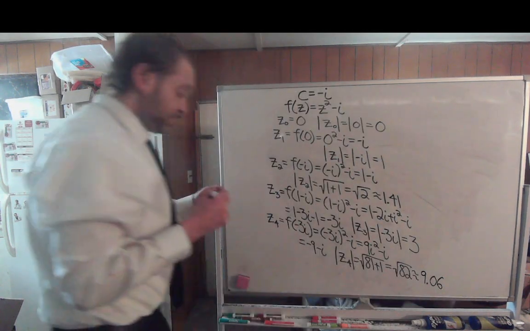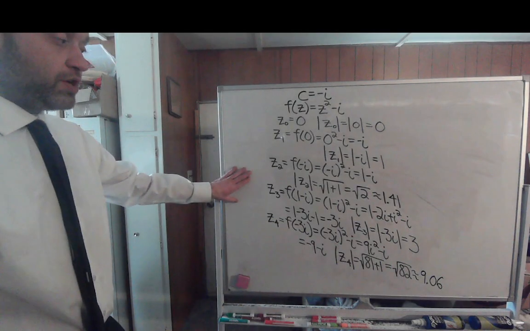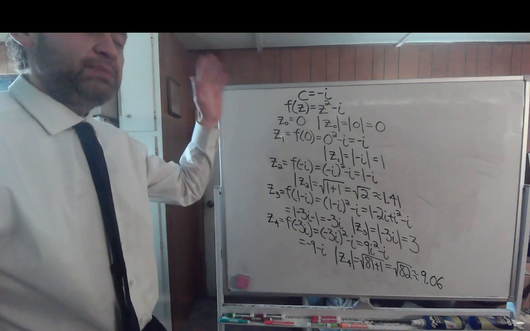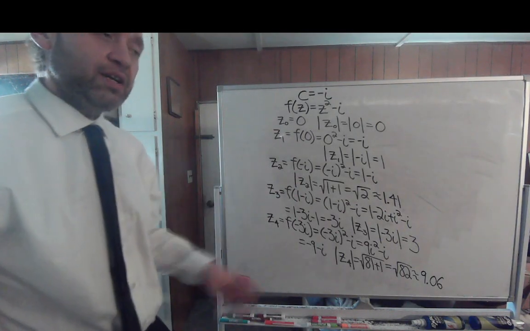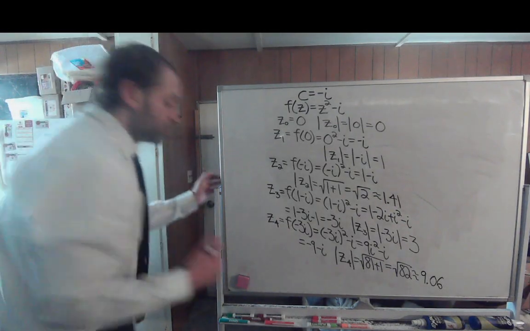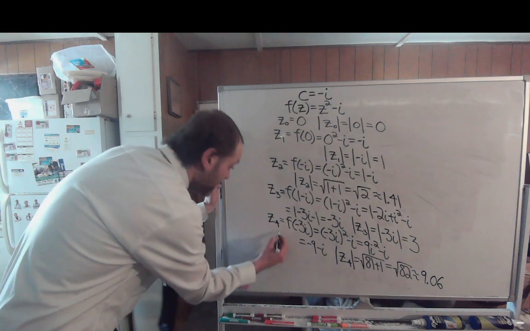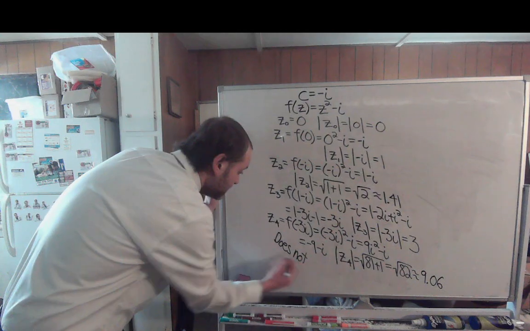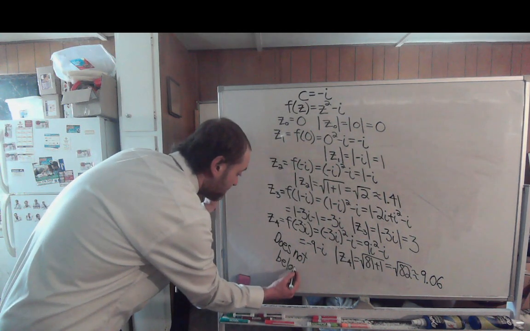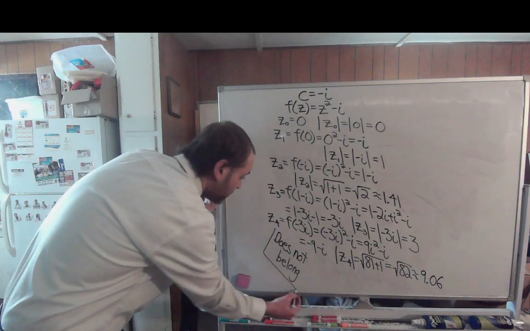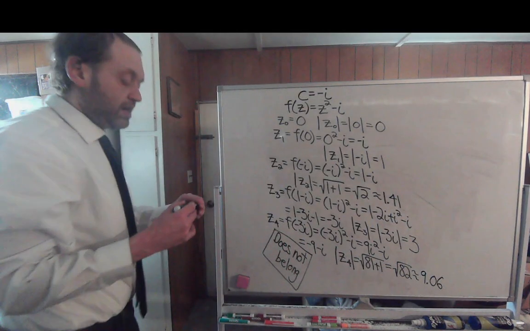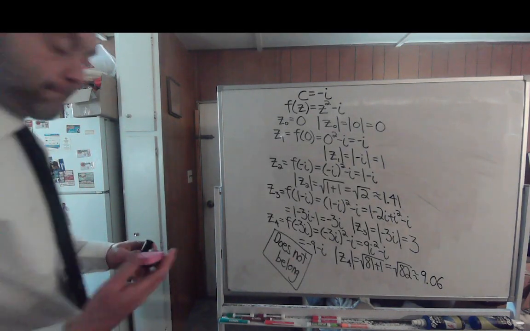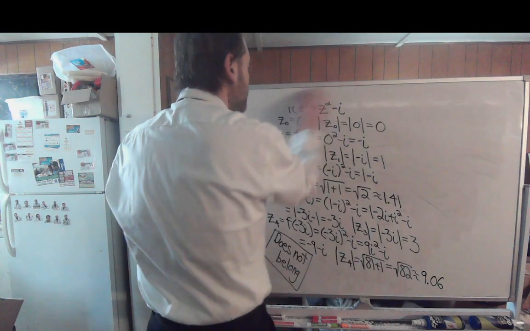So you notice for every value of z, the absolute value just keeps on increasing and increasing. It doesn't stop. So in this case, negative i does not belong to the Mandelbrot set, since the absolute value keeps on increasing without end. All right, I have about 5 more.